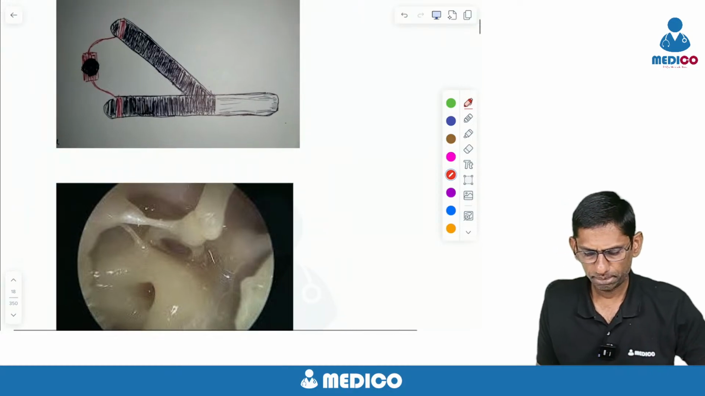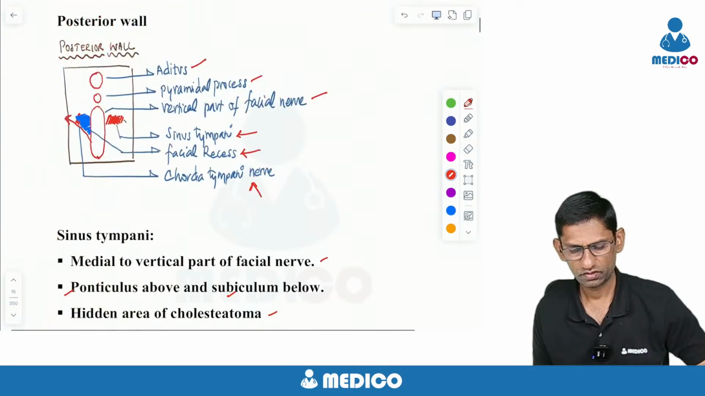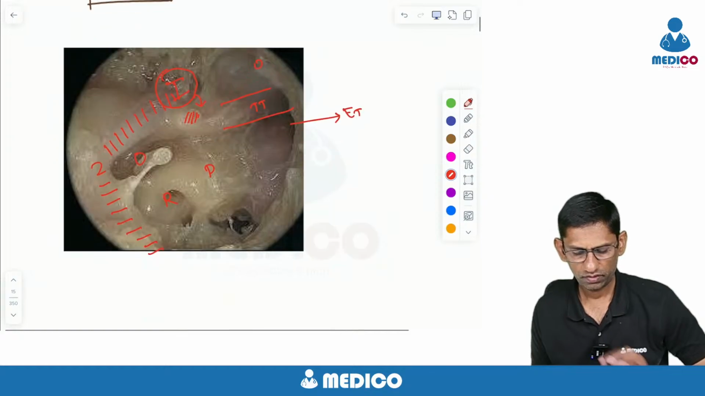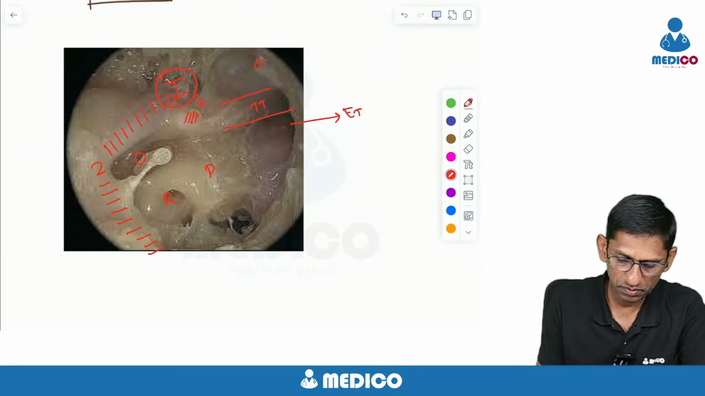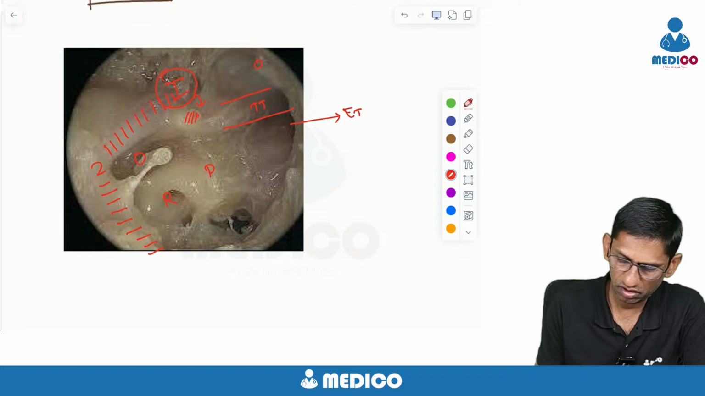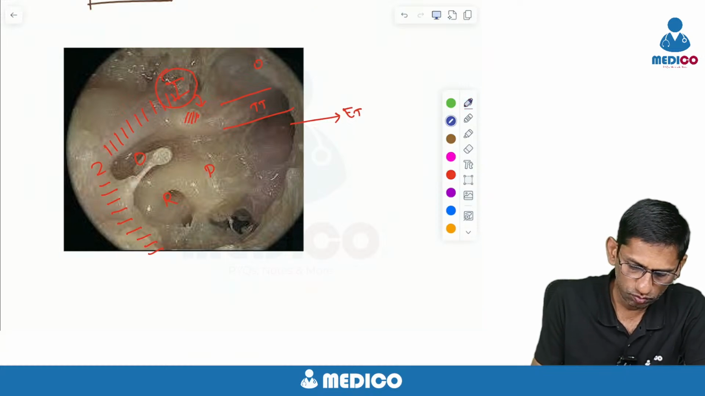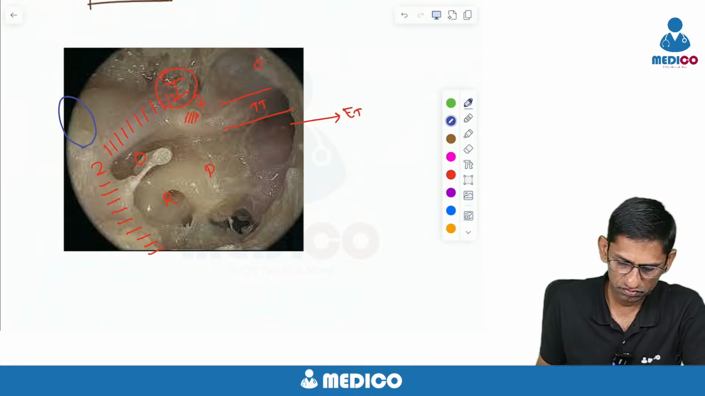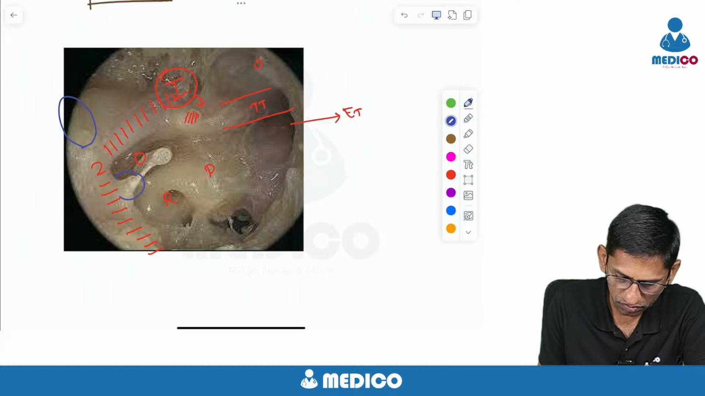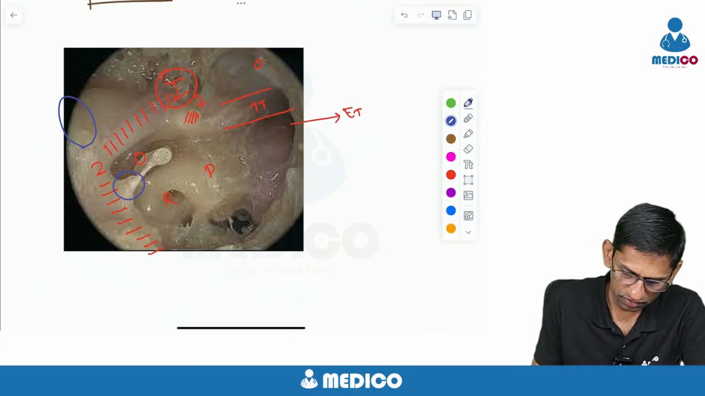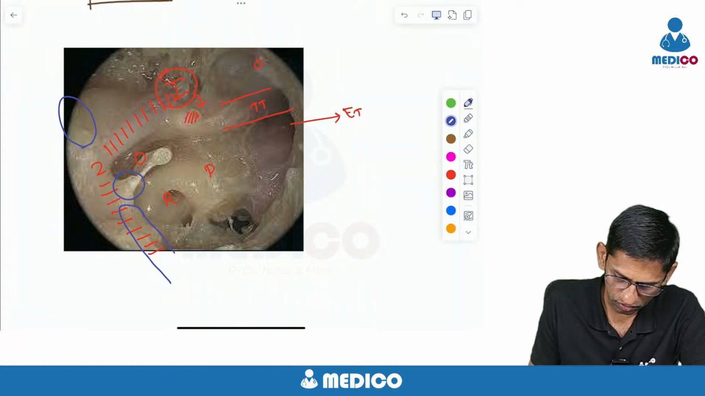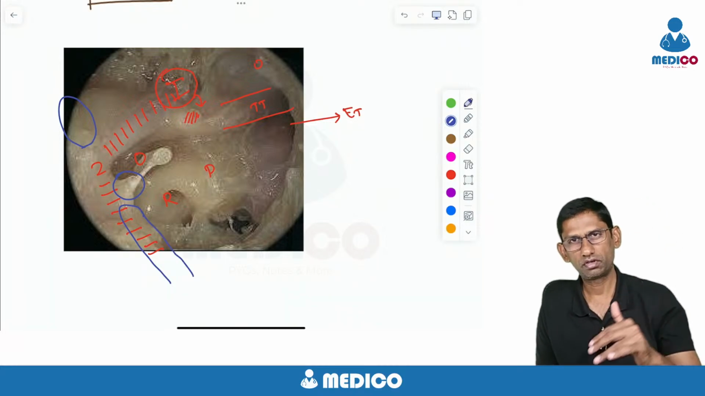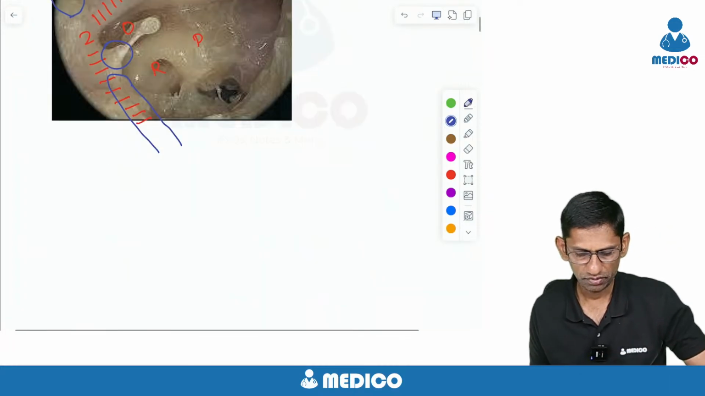See, from the middle ear side, I will show this: superiorly the aditus, the second point is the pyramidal process, and the third point is the vertical part of the facial nerve. These are the three important structures in the posterior wall of the middle ear. Okay.